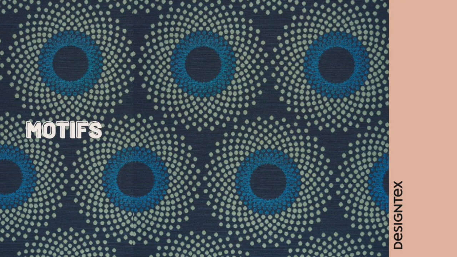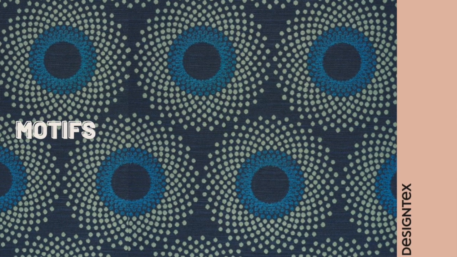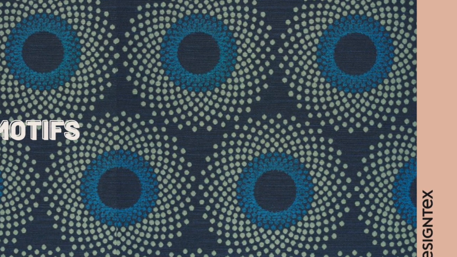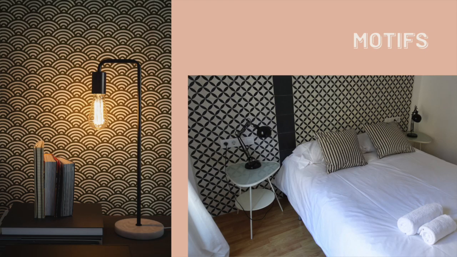So the next category is motifs. What motifs are is one object that repeats itself, and they can create a very dramatic, very cool space with deep character. I like this example here on the left. This reminds me of an art deco motif, so I'm automatically thinking of a very cool home library with a lot of character, a space that's kind of mysterious. That's how I feel about it.